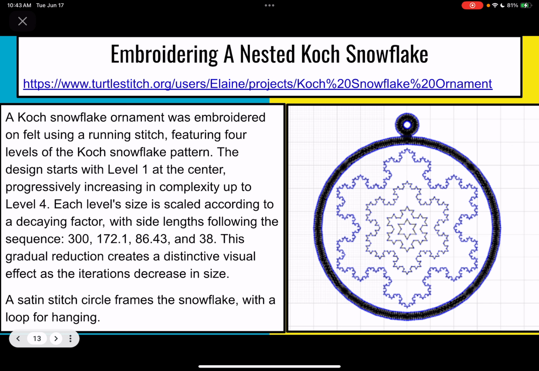Each level's size is scaled according to a decaying factor, with side lengths following the sequence 300, 172.1, 86.43, and 38. This gradual reduction creates a distinctive visual effect as the iterations decrease in size. The decay factor isn't uniform, which is deliberate. It was done to enhance the visual effect of the embroidery. A satin stitch circle frames the snowflake with a loop for hanging.